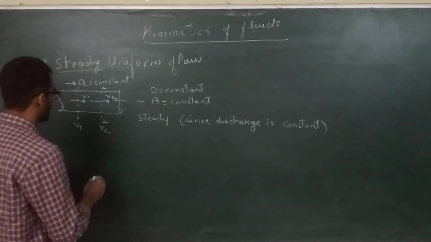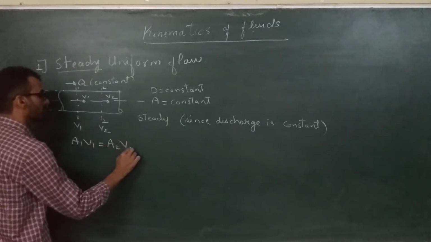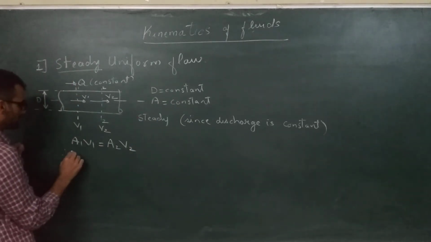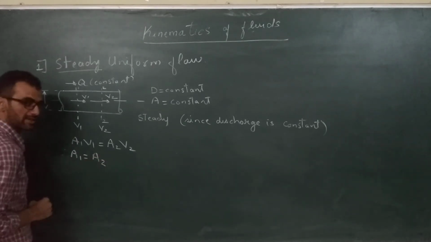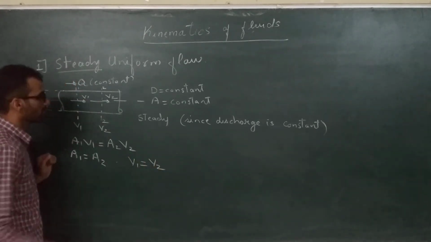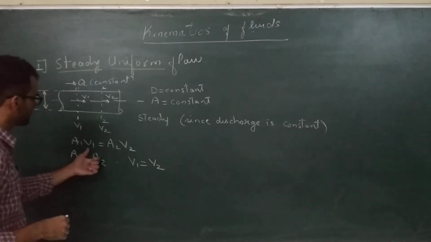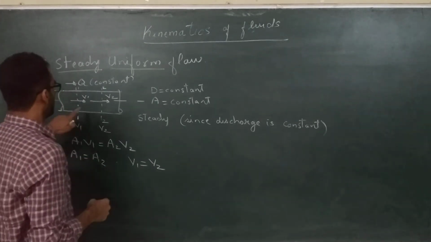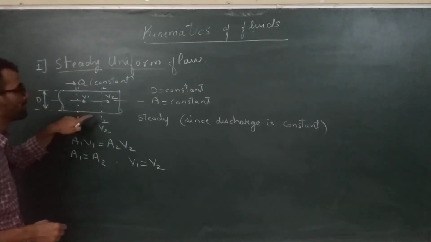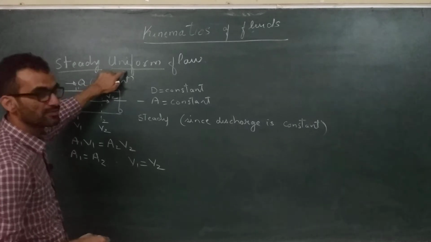We have the continuity equation. The continuity equation states that A1 V1 will be equal to A2 V2. Here in this case the diameter is constant, so the area of the pipe is constant, therefore A1 will be equal to A2. According to the continuity equation V1 should also be equal to V2. Therefore this flow is a uniform flow. If the velocities were different, it would be a non-uniform flow. So a constant discharge flowing through a pipe having constant diameter is an example of a steady uniform flow, because it satisfies both the steadiness and uniformity criteria.